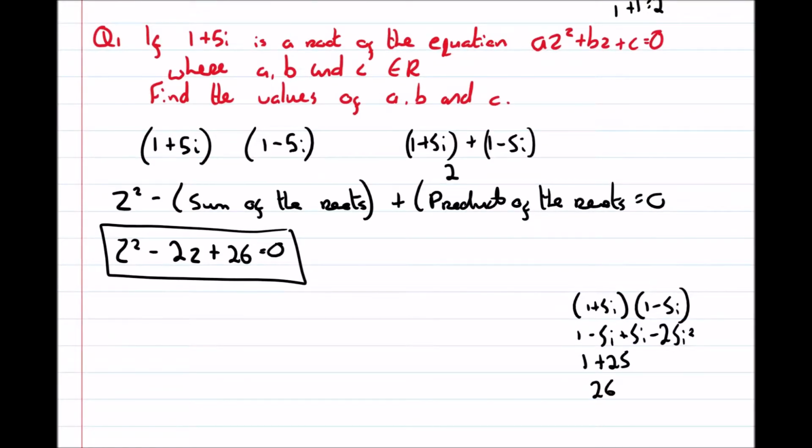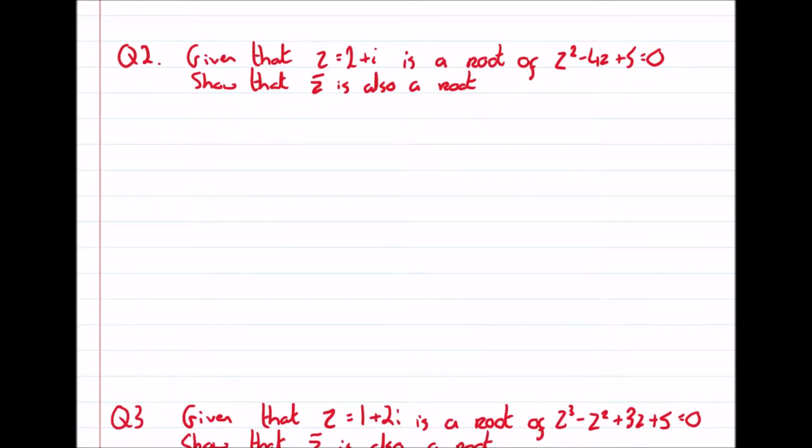Okay, so now that I have the equation, which is here, I can easily find out what a, b, and c are. So a equals 1 because it's an invisible 1 in front of the z. b equals minus 2 here. And c equals 26. So there we go. Okay, next question.